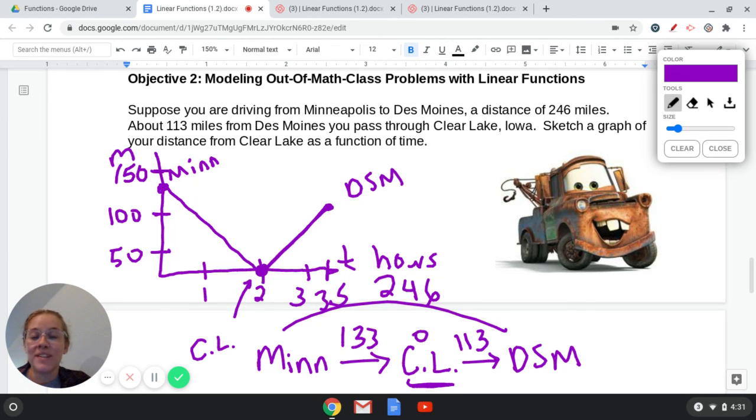Yes, so that's it for that one. We're going to do lots of practice in this class with sketching curves of distance, curves of velocity, and curves of acceleration as this class goes on. So again, this is just laying the groundwork.